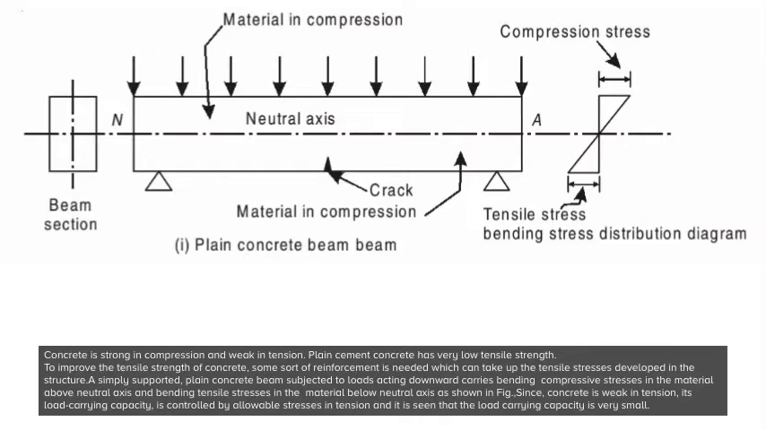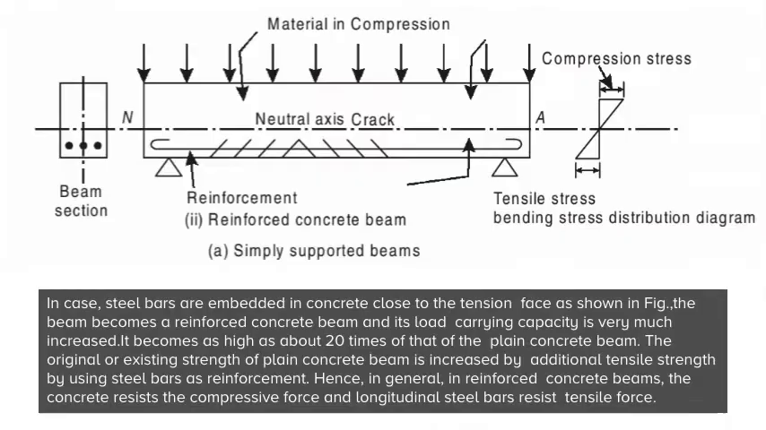Since concrete is weak in tension, its load-carrying capacity is controlled by allowable stresses in tension, and it is seen that the load-carrying capacity is very small. In case steel bars are embedded in concrete close to the tension face as shown in figure, the beam becomes a reinforced concrete beam and its load-carrying capacity is very much increased. It becomes as high as about 20 times of that of the plain concrete beam.